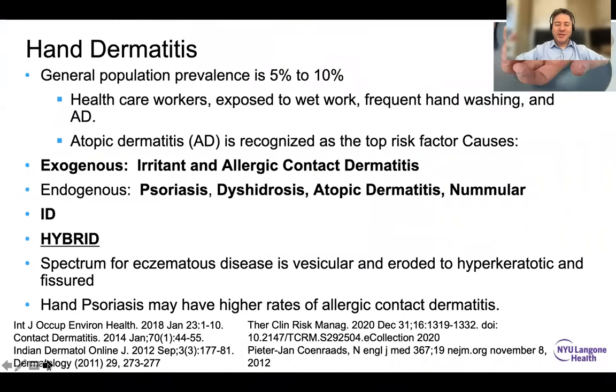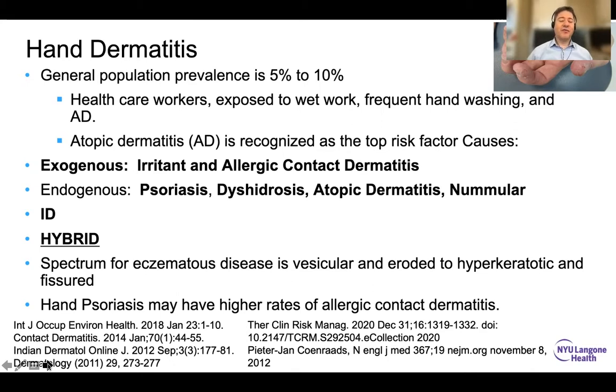And hand dermatitis represents a pretty broad diagnosis. If we just think of hands that are inflamed overall, it affects 5 to 10% of the general population. And not surprisingly, healthcare workers, those exposed to wet work where their hands are always wet or intermittently getting wet, frequent hand washings, and a history of atopic dermatitis are all risk factors for getting hand dermatitis. And I mentioned AD, which is one of the top risk factors.